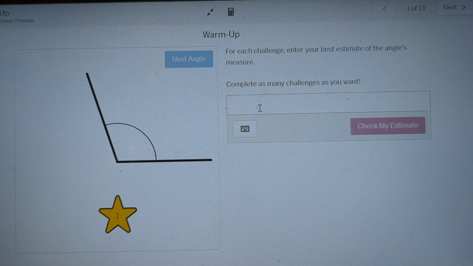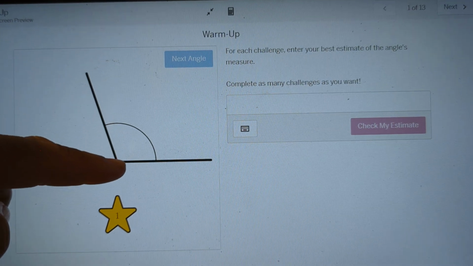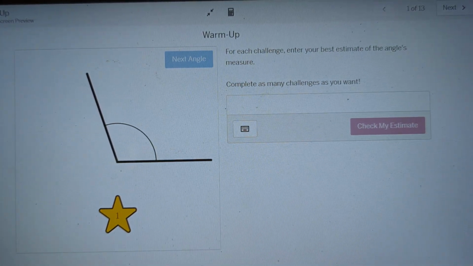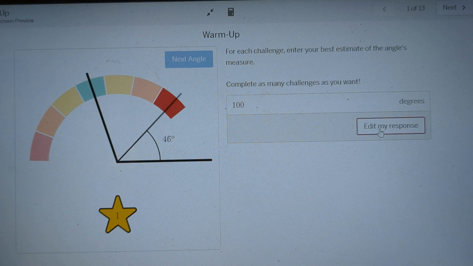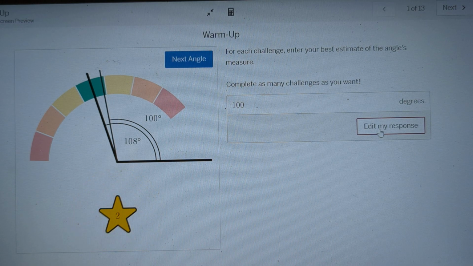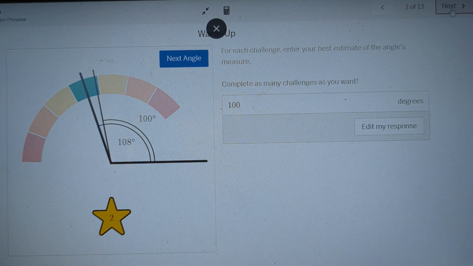I'll say this one, notice the angle. If you look at that line right there, if you think about that line, that would be the right angle. So that means that's just more than 90. So it's another obtuse angle. So let's say 100. Let's see what that does. Huh, 108, we're close. All right, so now that we've done that, let's go ahead and move on from this warm-up. Let's go ahead and go to another one.